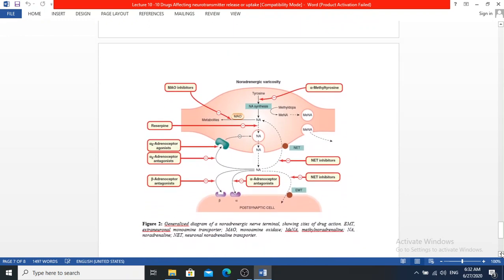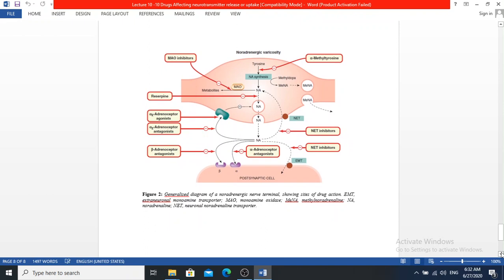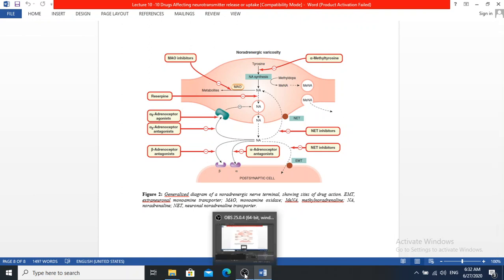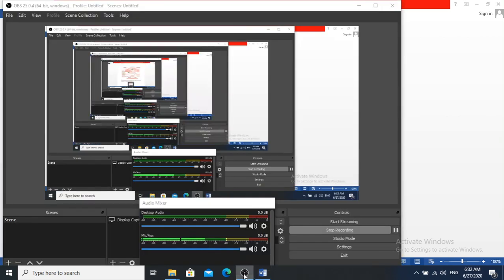This is a very clear figure that you can use to review the discussion and have a clear idea about what we discussed.